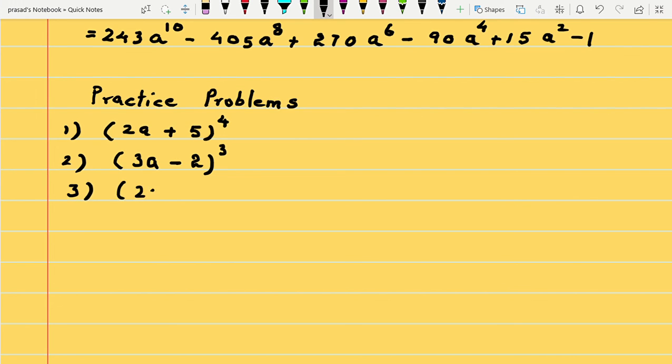2m square plus 1 raised to 5, and 3m square minus 2 to power 6. So just try these problems yourself by using Pascal's triangle.